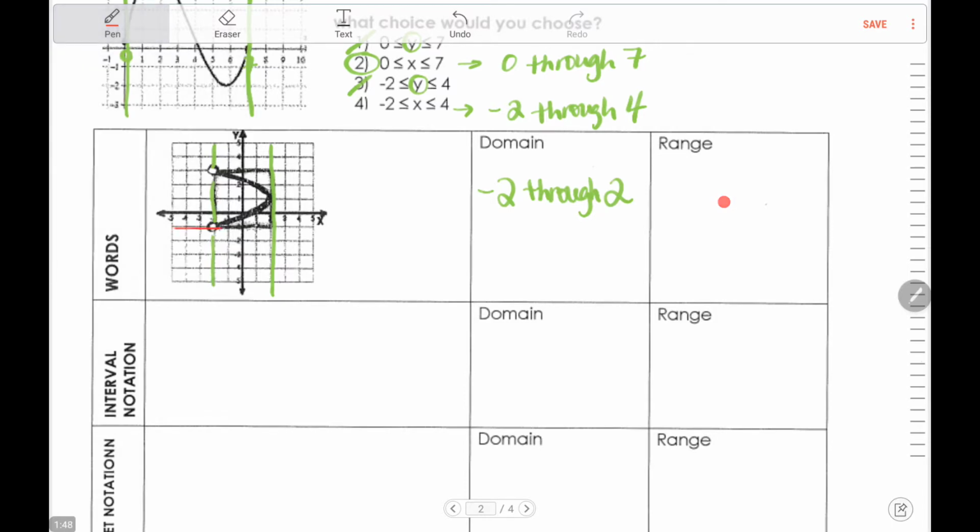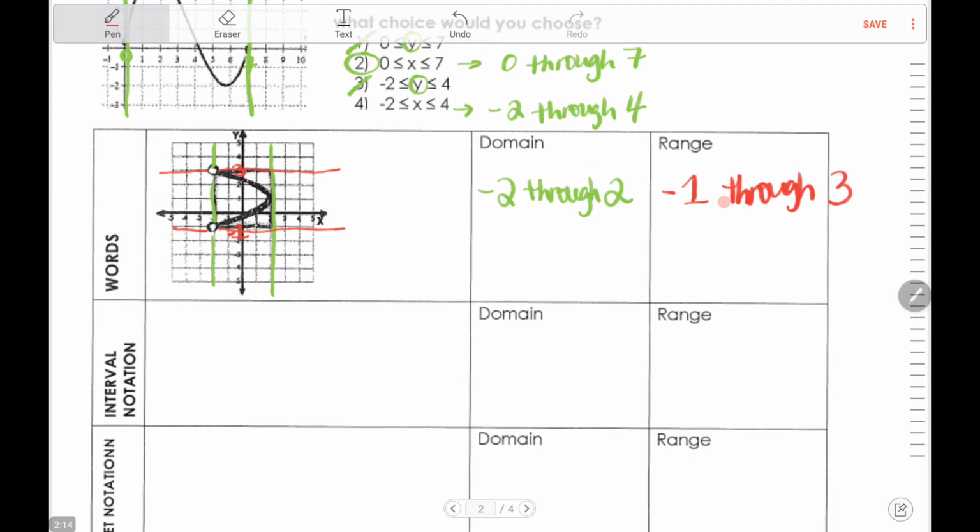I'm going to use red for range. The range starts from the lowest point. What is that y value? That y value is -1, all the way to the highest part of the graph, which crosses through the y value of 3. So the range is -1 through 3.